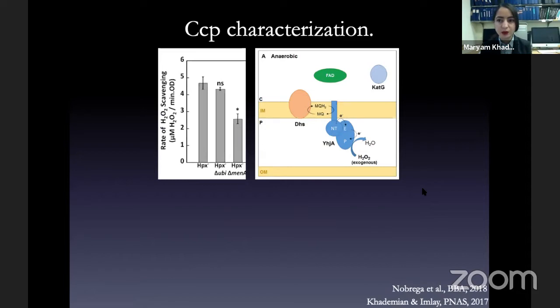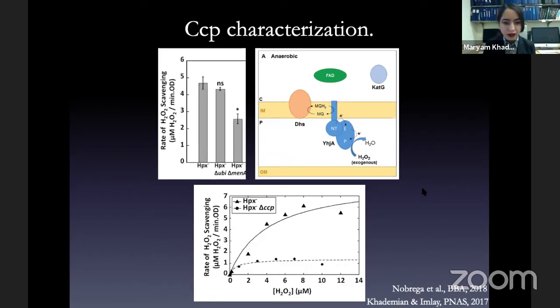And ultimately, we wanted to make sure that CCP is there to degrade hydrogen peroxide, and that hydrogen peroxide is its real substrate. We showed that by measuring the affinity of the enzyme for the substrate, or the Km.